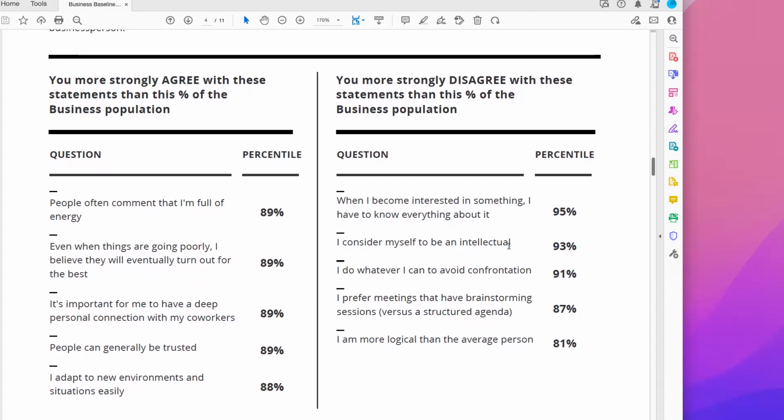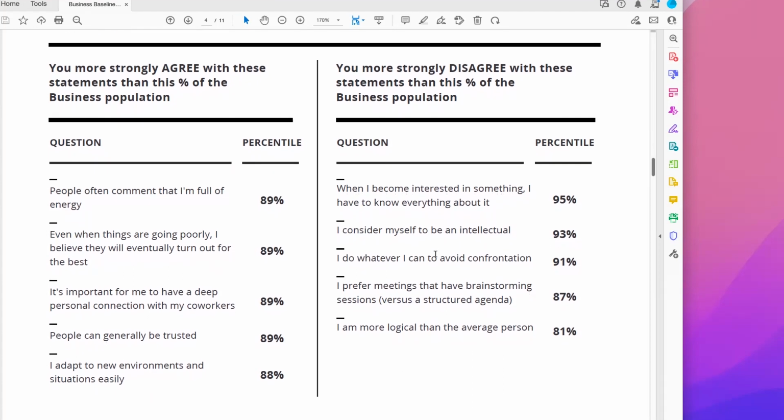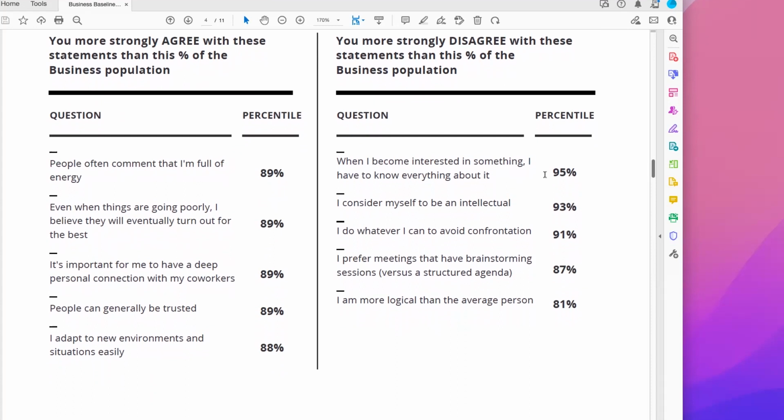I consider myself to be an intellectual. Okay, well, 93% of the population. Wait, you're saying you disagree with this? I disagree. You're right. So it sounds like they're opposed to learning, and they're saying 93% of the population wants to be bright. Okay, so I think that's how this is all coming. All right, fine. I'm stuck with double negatives.